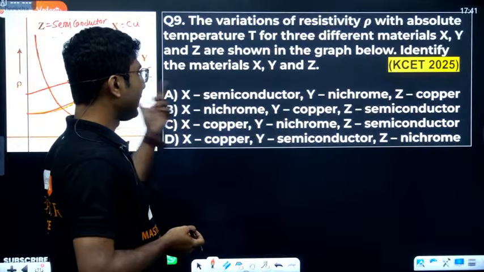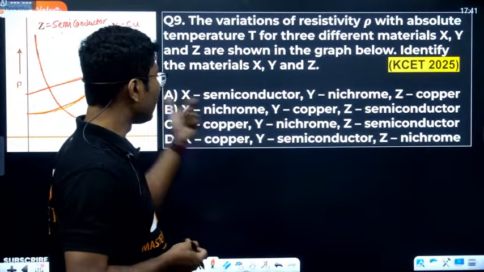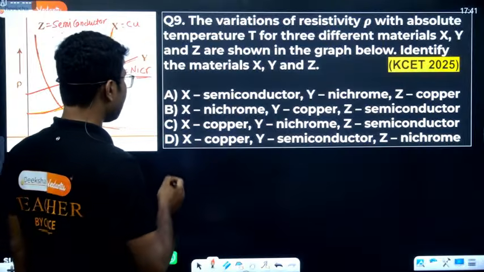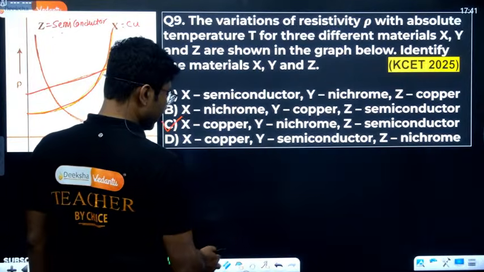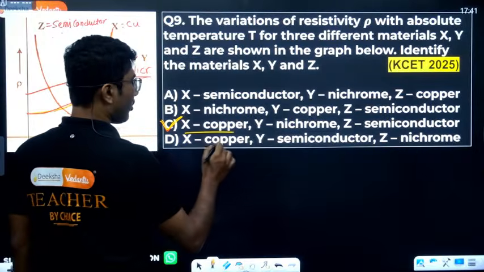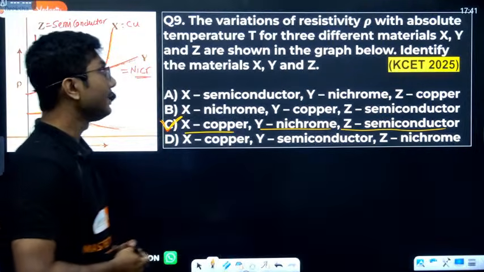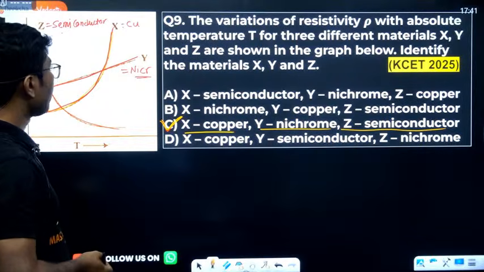Okay, so X is a conductor, copper, Y is nichrome, and Z is semiconductor. So the correct answer is option C. X is copper, Y is nichrome, and Z is semiconductor. Right? Now let's move on with the next question.